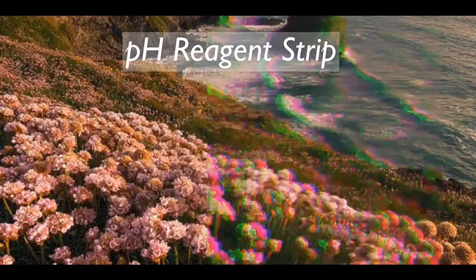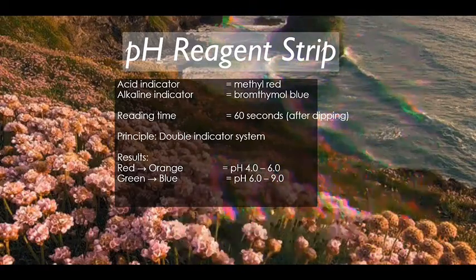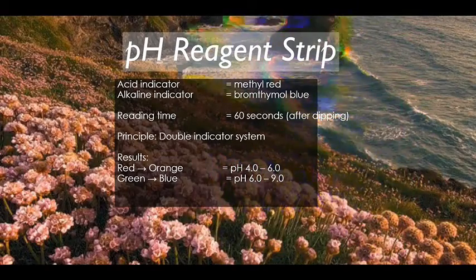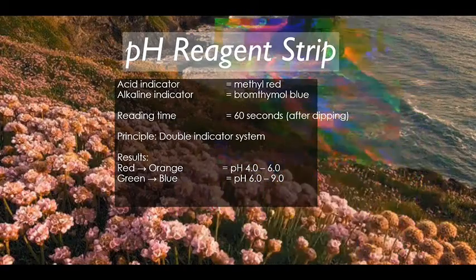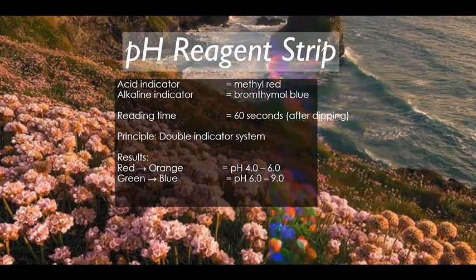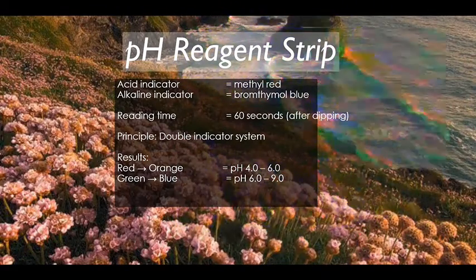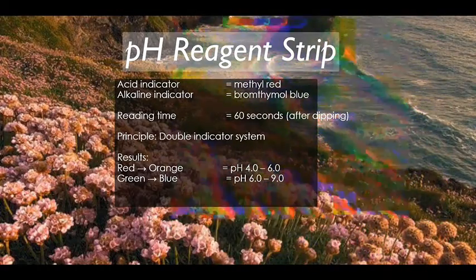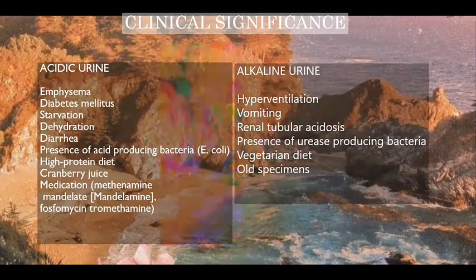Here we have the reagent strip for pH. It has two indicators, the acid indicator, which is methyl red, and the alkali indicator, which is bromthymol blue. The color changes correspond to the urine specimen's pH at the reading time of 60 seconds after dipping. Its principle is a double indicator system, which are the two acid and alkaline indicators. The red to orange results are at a pH range of 4.0 to 6.0, which is acidic, and the green to blue results are at a pH range of 6.0 to 9.0, which is basic. And here is the clinical significance.